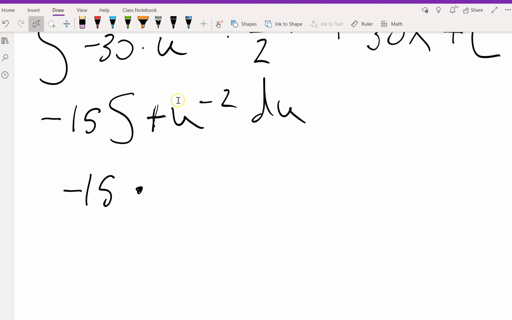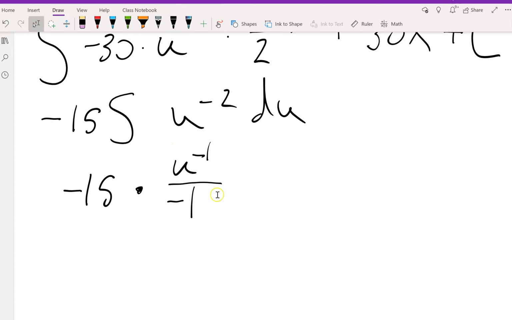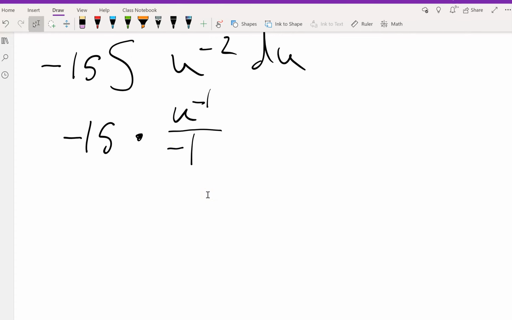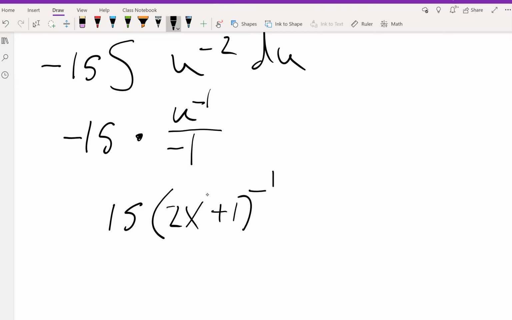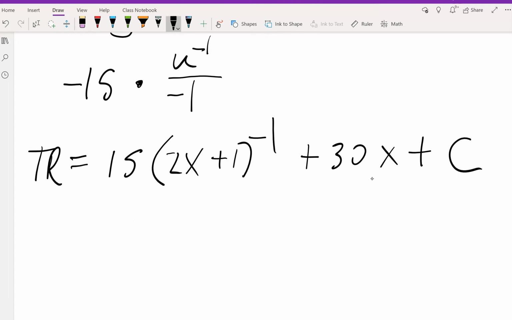So let's make sure we're clear. When we integrate, we add 1 to the exponent and divide by that number. I want to be careful I have the right number of negatives in this expression. So that negative comes down in front, so that's a positive there. And now we have u to the negative 1 over negative 1, and then you resubstitute back in, you get 15 times (2x plus 1) to the negative 1, and don't forget your other piece, plus 30x plus C, and that is so far my revenue function, the TR, the total revenue function.